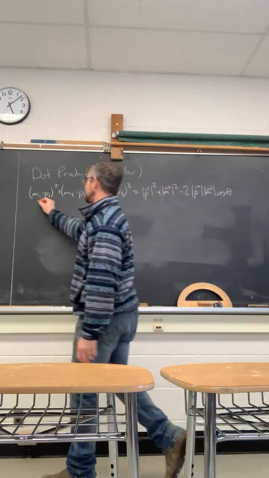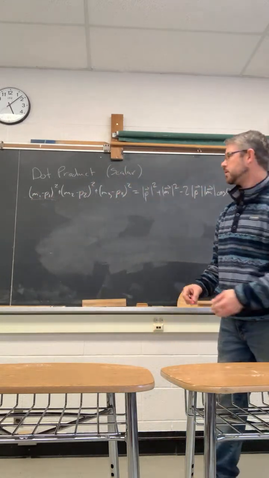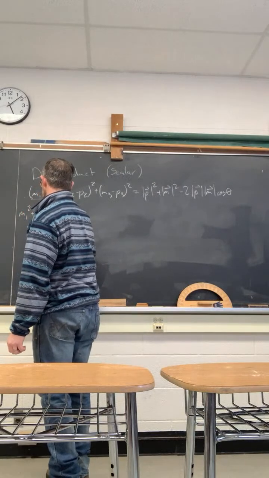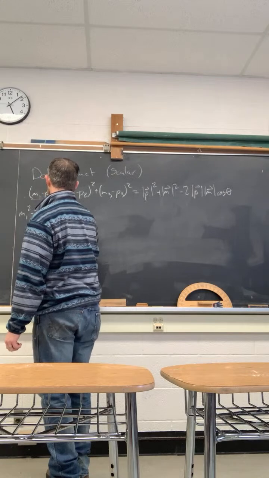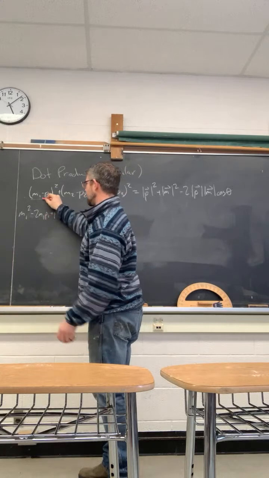So expanding each of these binomials is nice. It results in a perfect square trinomial. So I'm going to have m1 squared minus 2 m1 p1 plus p1 squared. And that process is just going to repeat 3 times.